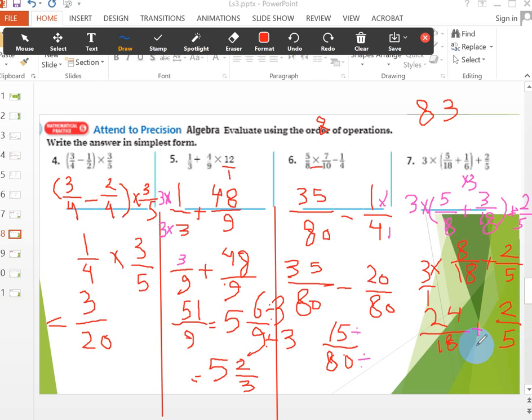Now I want to make the denominators here the same. How will I make denominators the same? First thing, before making denominators the same, I think the period is finished.